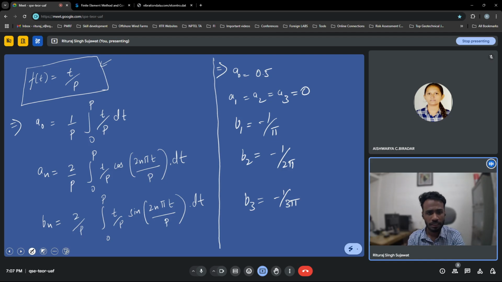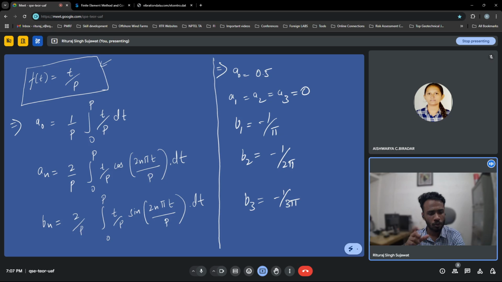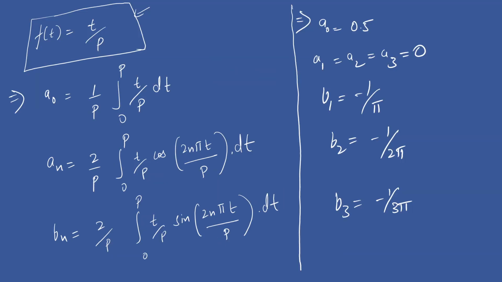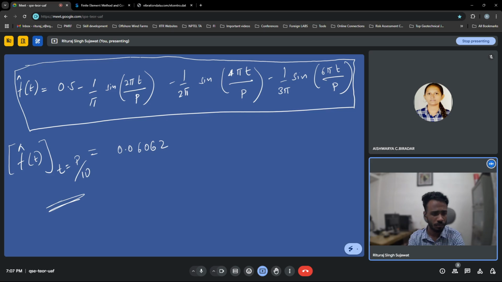Any doubt in this, guys? I think this is also straightforward. Once you know how to operate with the coefficients of the Fourier transform analysis, you can easily get to know how to evaluate them. So you can get a and bn, and accordingly you can evaluate f cap.